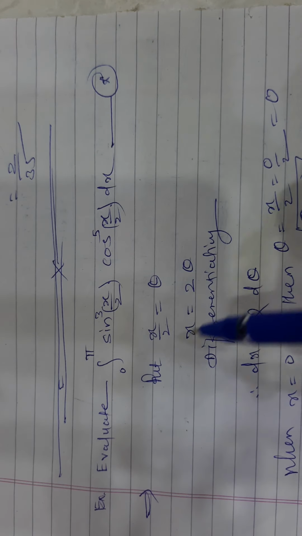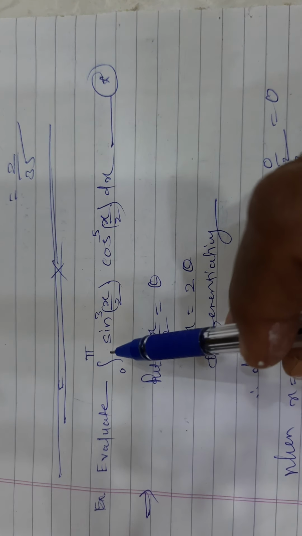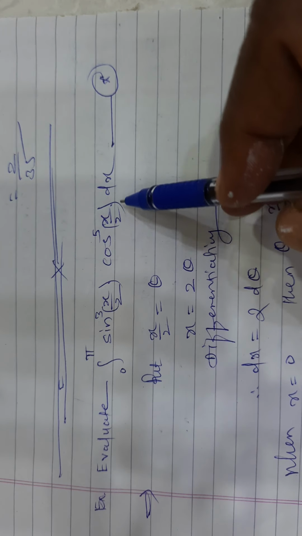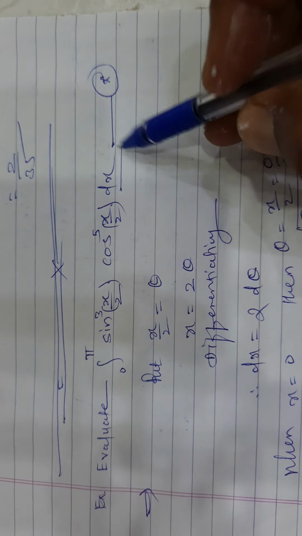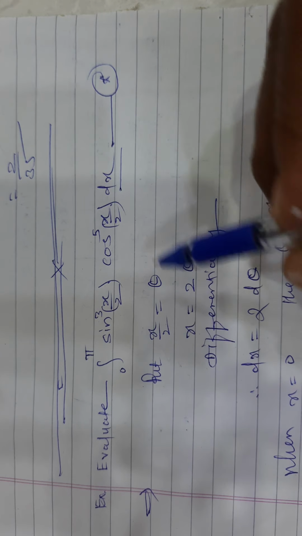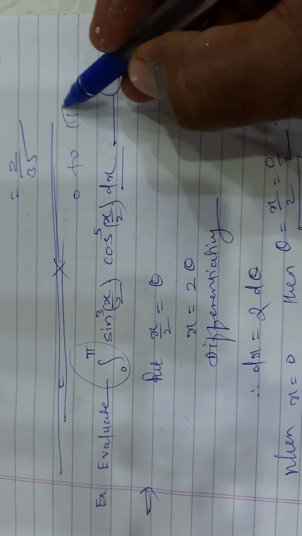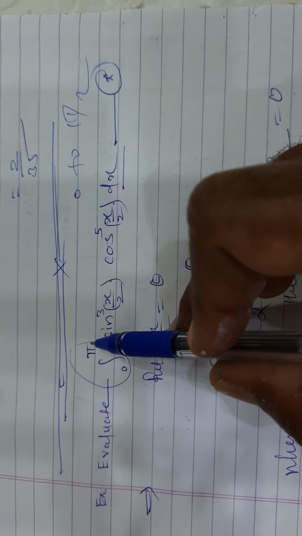Next, evaluate the integral from 0 to pi of sin cube of x/2 into cos raised to 5 of x/2 with respect to x. Now, in the standard formula we have seen so far, the limits were 0 to pi/2. Here the limits are 0 to pi.